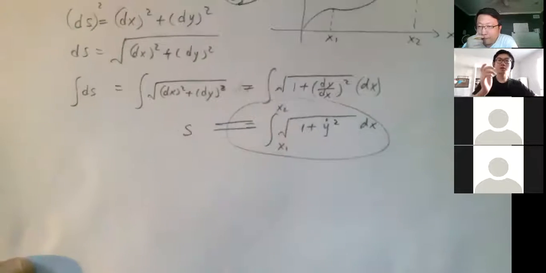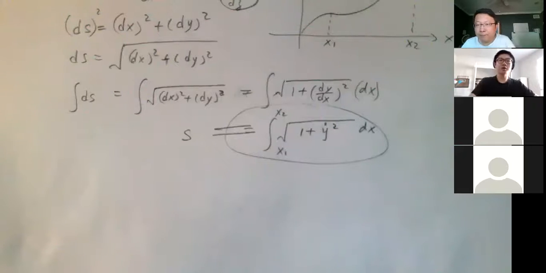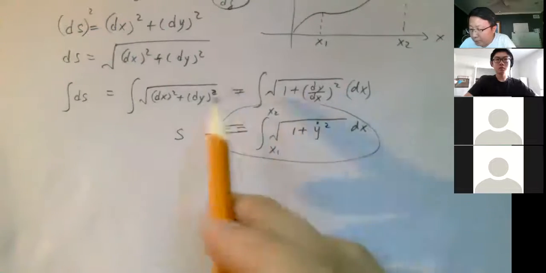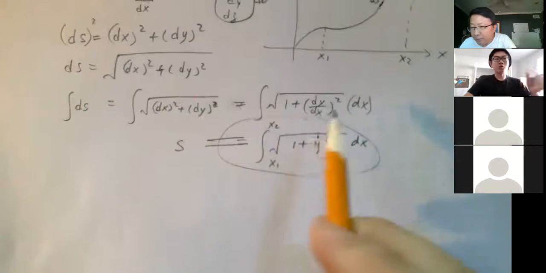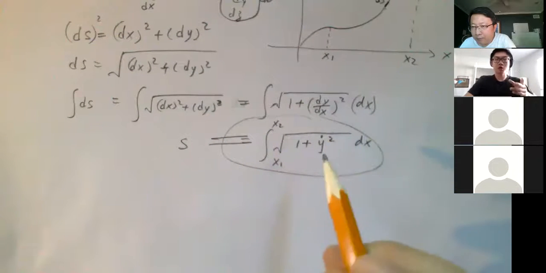Dr. Wang, could you just clarify to them why you want to go from the dx squared plus dy squared to the 1 plus dy/dx squared? Why would you do that operation? Oh, you mean this operation here? Yeah. Why would you bother taking that step if all you're doing is an algebraic conversion?